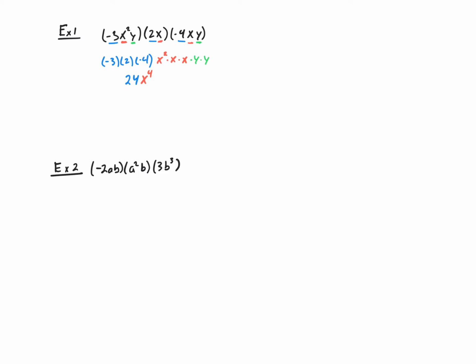And then on the y's, notice we have 1, 2 y's, so that means y squared. So 24x to the 4th, y squared is going to be our answer.